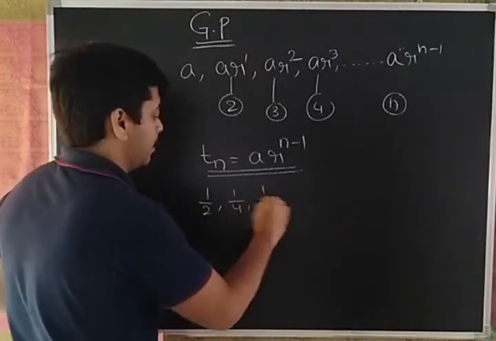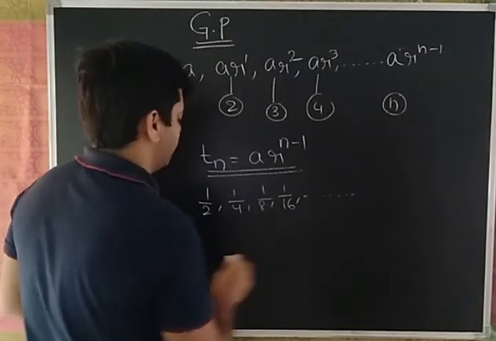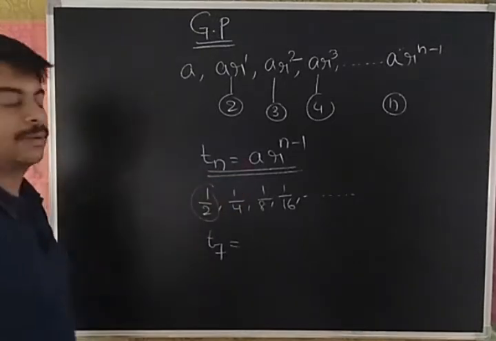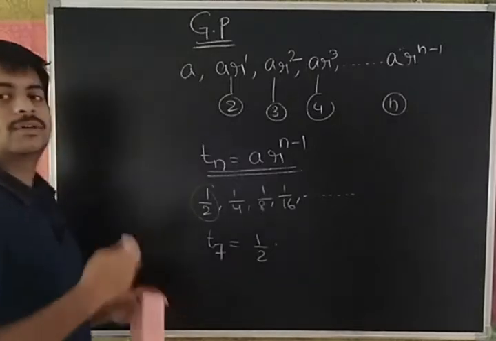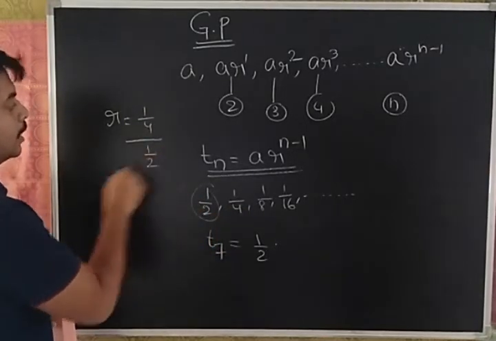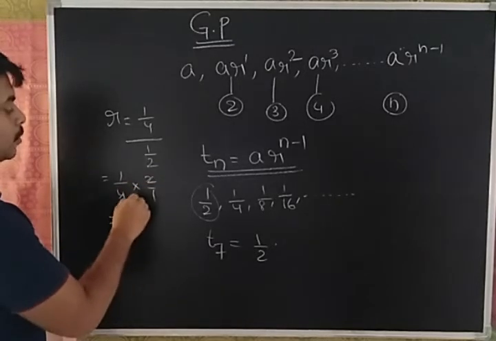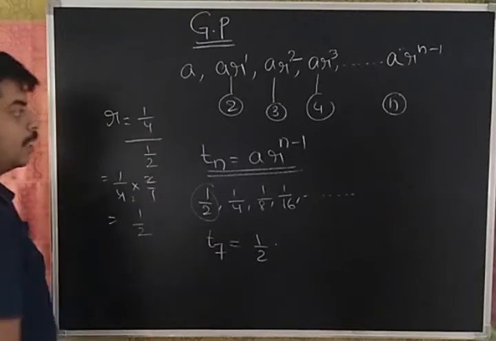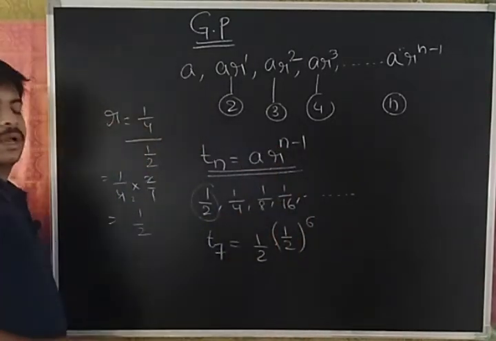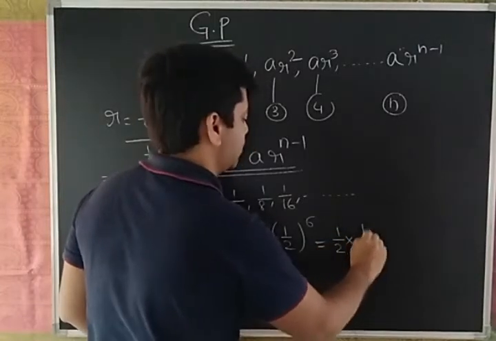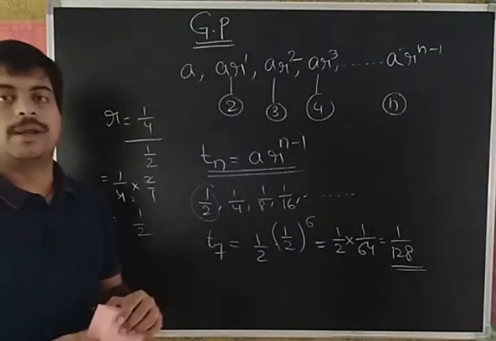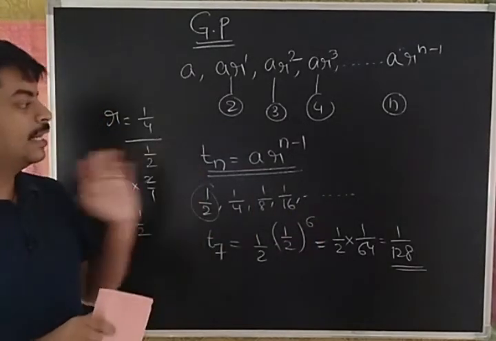A GP is 1 by 2, 1 by 4, 1 by 8, 1 by 16, and so on. Find the 7th term in this GP. What is A? The first element, that is 1 by 2. What is R? R means the common ratio. You divide these two. Common ratio is equal to 1 by 4 divided by 1 by 2. That gives you 1 by 4 into 2 by 1, which gives you 1 by 2. So the common ratio is 1 by 2. So A into 1 by 2 power n minus 1. What is n? 7. 7 minus 1 is 6. So it is 1 by 2 into 1 by 2 power 6, which is 1 by 64. So 1 by 128 will be its 7th term. Understood? This is the nth term.